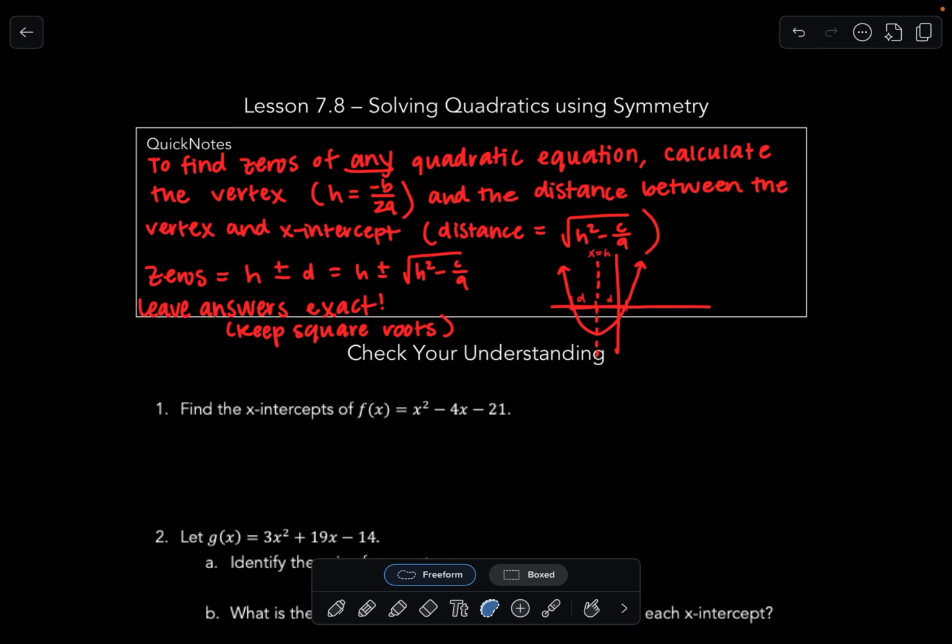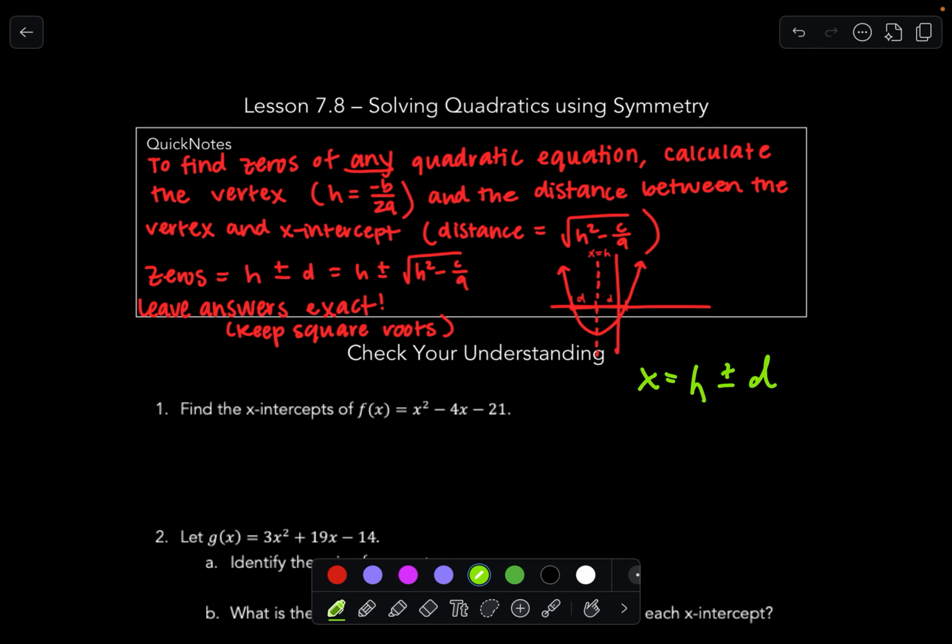This is the CYU for solving quadratics using symmetry. We were just introduced to the quadratic formula in a different way. The quadratic formula that they have is that the zeros, the x values, equal h plus or minus this distance that each zero is away from the axis of symmetry.